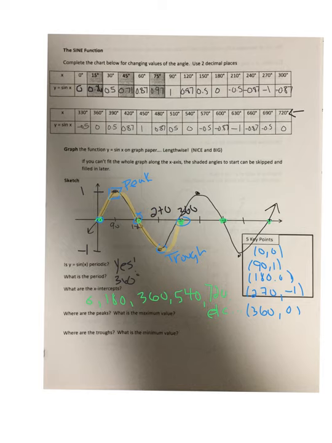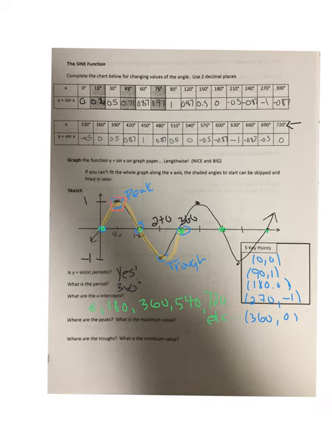Where are the peaks? So our first peak is right here, and it's at 90 comma 1. Our second one is right here, and it's at 450 comma 1. So you'll notice that between the 90 and the 450 is a full period, a full 360 degrees. Now, you can get more peaks, or all of the peaks, by adding 360.